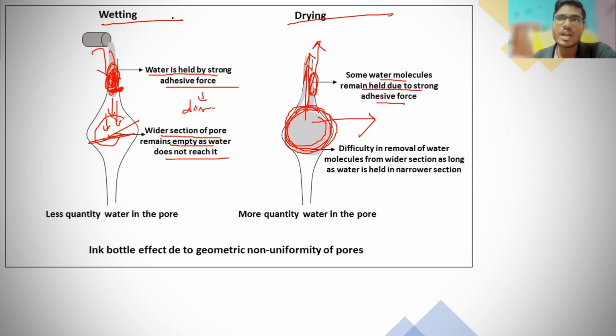So this is known as the ink bottle effect, and it is due to the geometrical non-uniformity of pores. It means the narrow section of the pores will have higher moisture content in the case of the wetting curve, and in the case of the drying curve, the wider section of the pore will have the higher moisture content. This is the reason why the soil moisture content on the drying curve is always higher at a particular soil moisture tension. I hope this is clear to you. Thank you for listening.